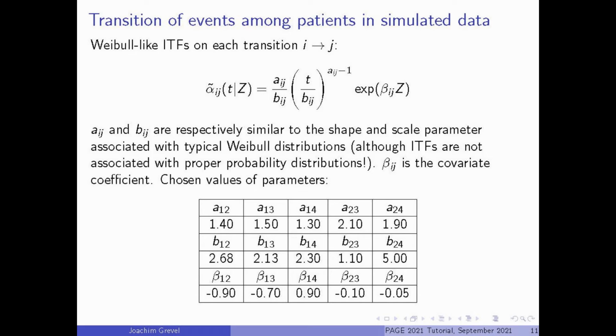To simulate a data set for our chosen model, we use Weibull-like functions for the intensity transition functions. For each of the 5 transitions, each Weibull function has 3 parameters: the A parameter for shape, the B parameter for scale, and the beta parameter to exemplify the covariate influence. Let me pick the parameter beta 1,2. That is the exponent of the influence of treatment on the transition from diagnosis to relapse. The parameter being negative means that under active treatment that transition is impeded.